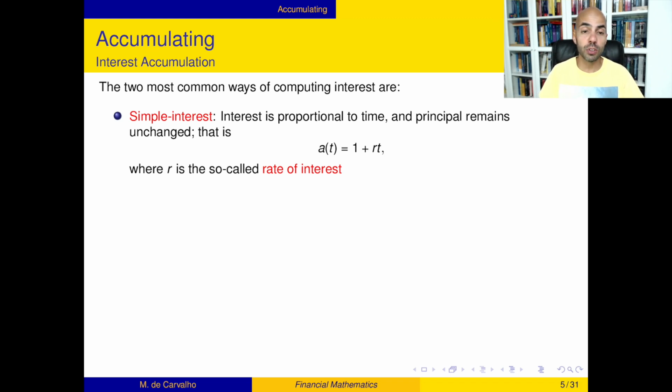In this case, the accumulation function is simply a line with the slope of that line being controlled by the rate of interest. And in this case, the amount function is also linear, whereas the interest function is constant and it depends on both the principal as well as on the rate of interest.